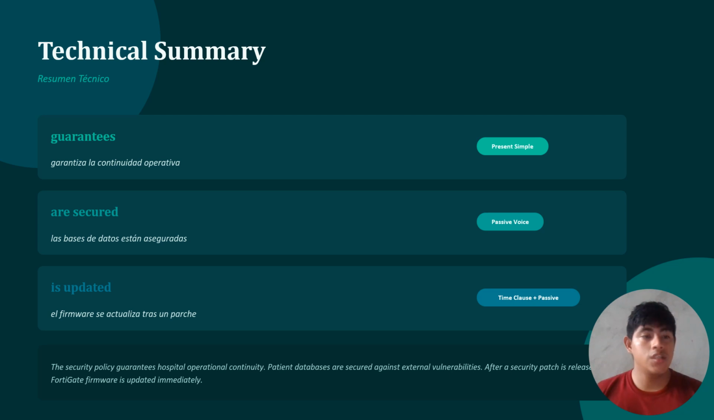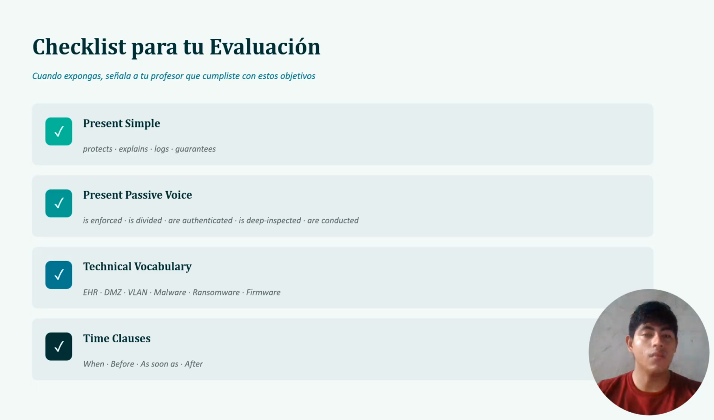Before I finish, I would like to do a quick review of the grammar objectives we worked on throughout this presentation. Slide 6. Checklist for evaluation.